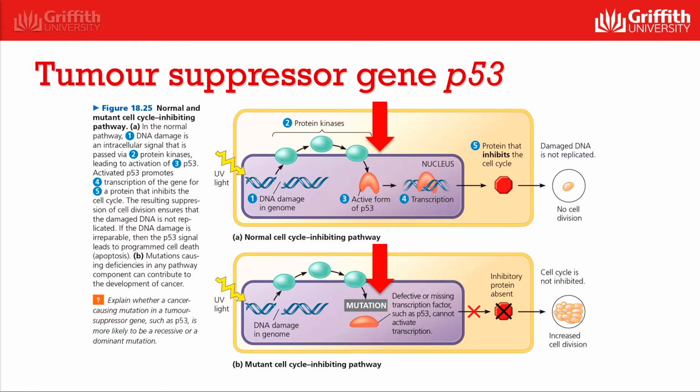Mutations in P53 can inhibit expression, so the inhibitory protein is not synthesized and the cell cycle is not inhibited. Mutated cells divide uncontrollably, leading to cancer.